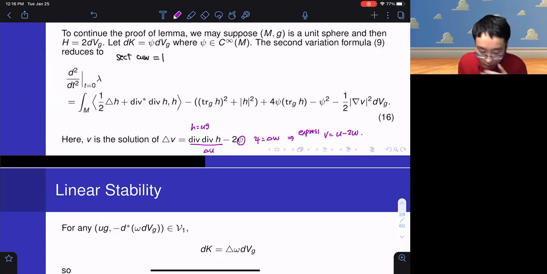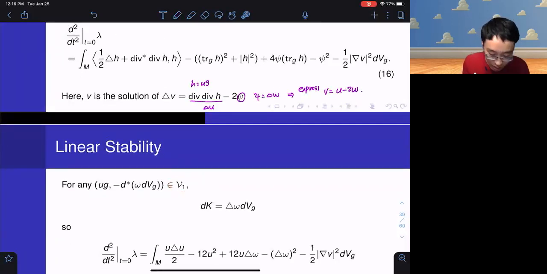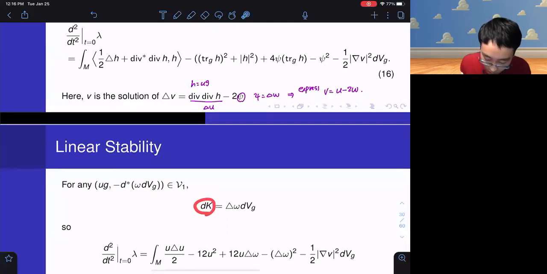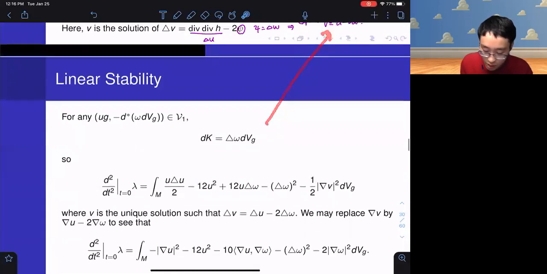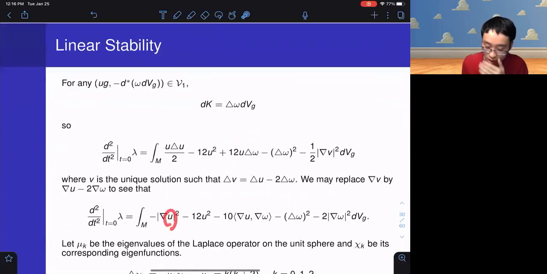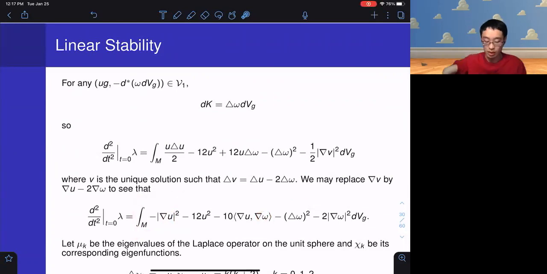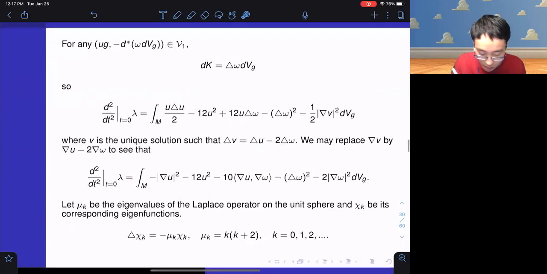Therefore, in the 3-dimensional case, we will define our V1 in terms of minus d star omega dvg, because once we define it like this, our dk will be the Laplacian of omega dvg. Then we can express our V. Therefore, everything will return to quantities related to U and omega. Okay. So the next step is how to estimate this.